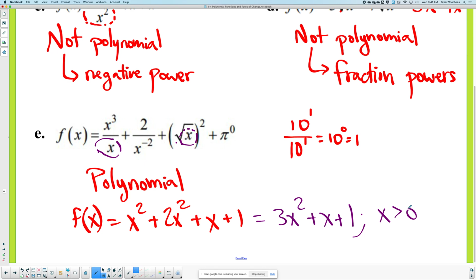Now, is it true that f of x simplified to this? Yes. But this was the original equation, and that would be domain errors. So because of that, we have the domain restriction. Let me write that in your notes. That might be good for you to remember. That is a domain restriction here.